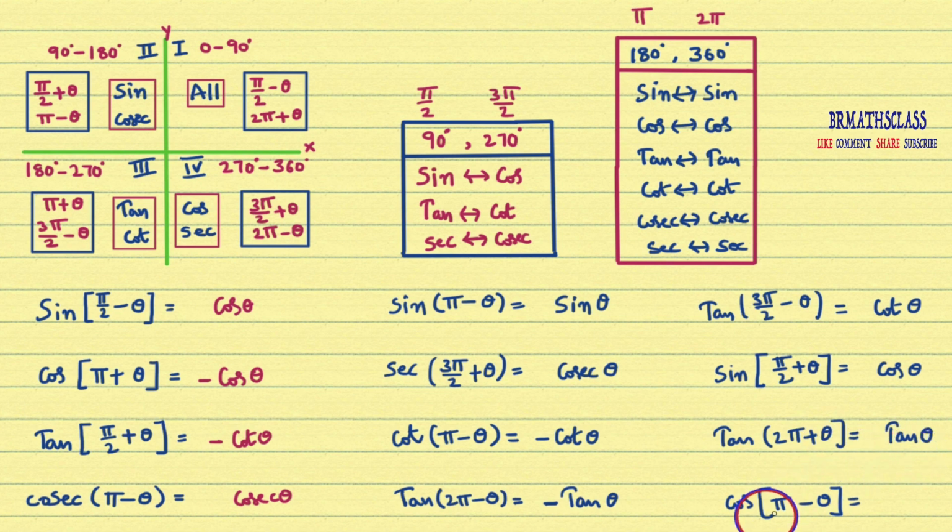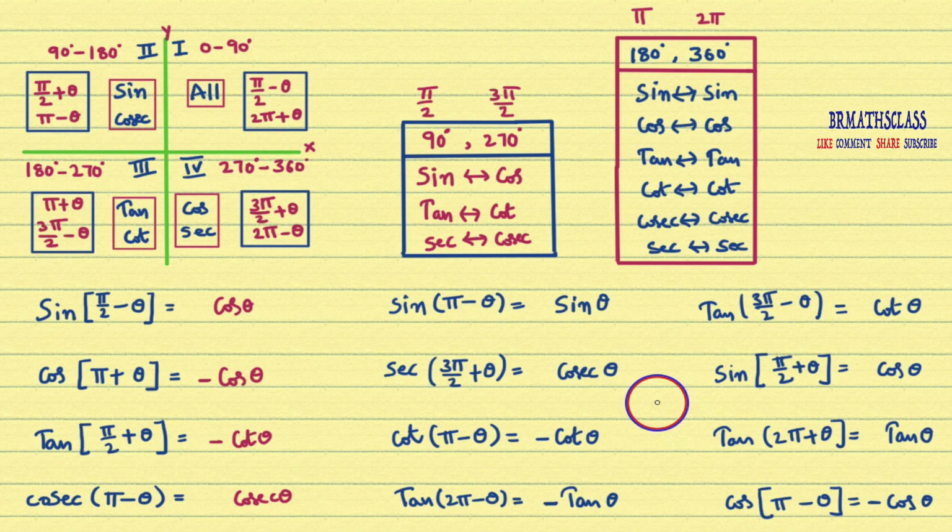Now you see here pi is there. When pi is there, the function remains the same. So cos remains cos only, cos theta. Pi minus theta is in which quadrant? Second quadrant. In the second quadrant cos is negative. So this will become minus cos theta. So cos of pi minus theta is minus cos theta.